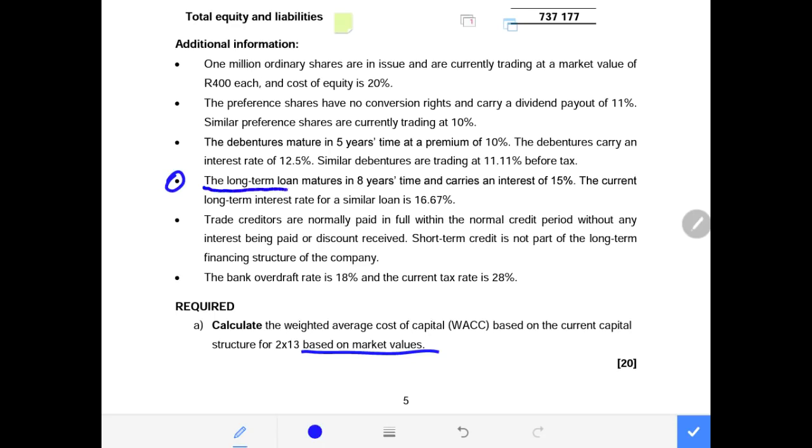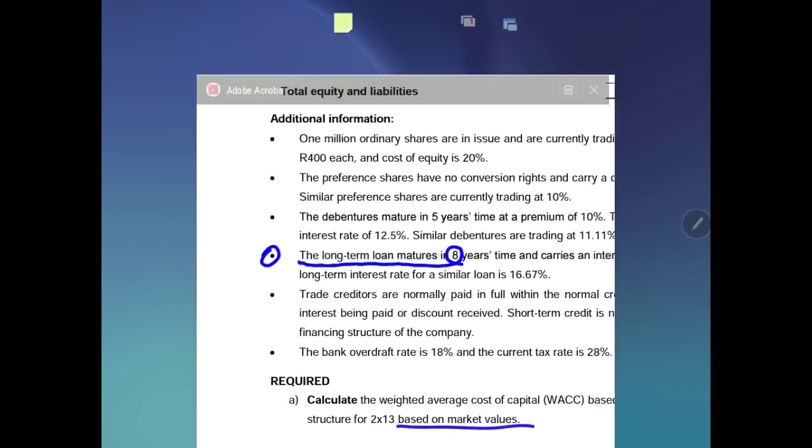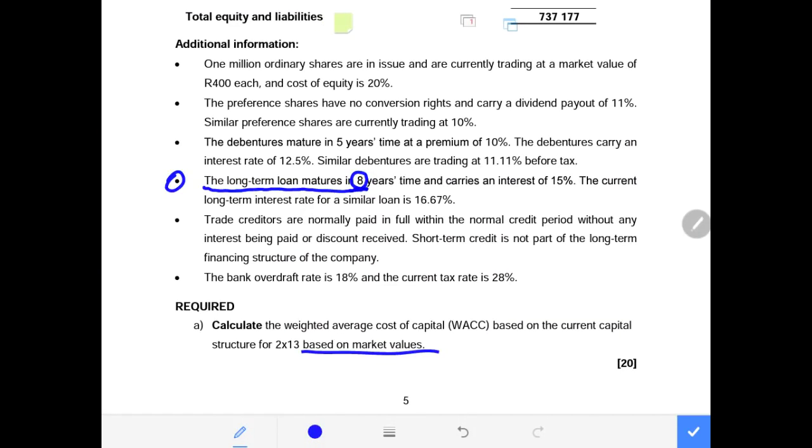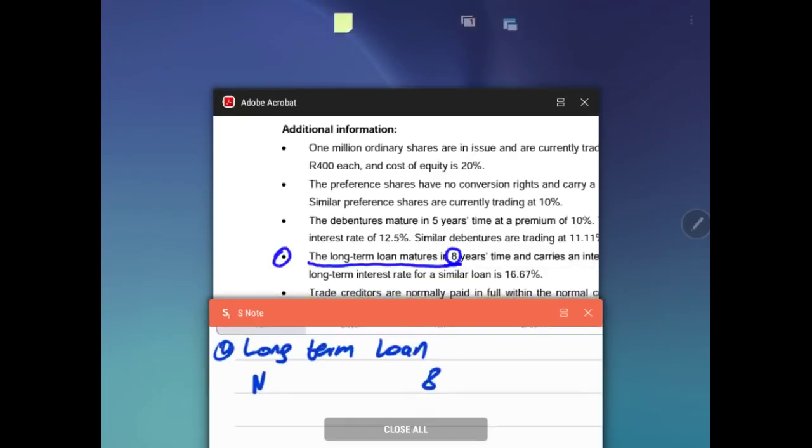Then it says the long-term loan matures in 8 years. Maturity date is N. So simple, straightforward. You go to your heading; it is good to have headings. We already know that our N is 8. Sorry, this is not preference, it's long-term loan. I don't know why I wrote preference. Sorry for that. So we have long-term loan. Our N is 8 years.